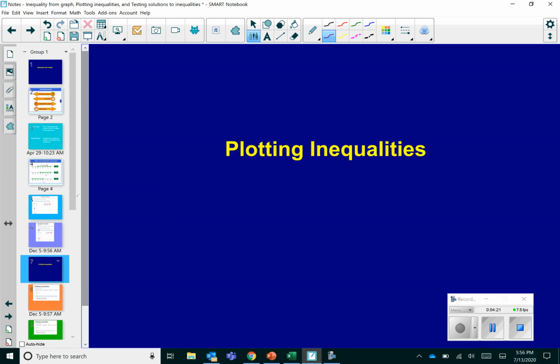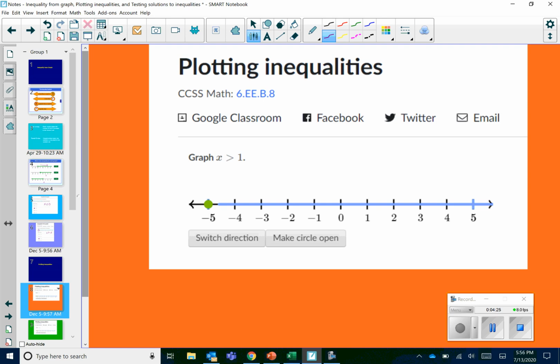Okay, let's take a look at the next skill, which is plotting inequalities. Basically here, they're going to give you a graph as well as an inequality like they've given here, and you're going to have to graph that. I can't do that here, but see this green dot, you would have to drag that to where 1 is. So I'm going to actually just use purple and plot it.